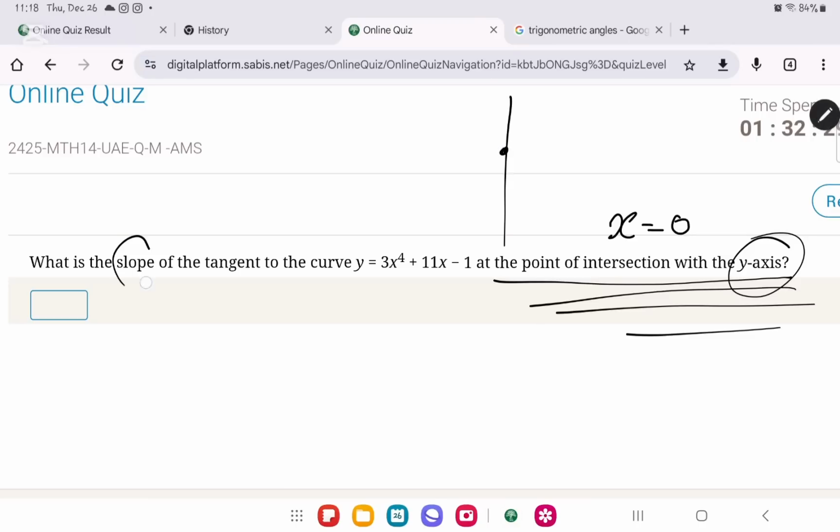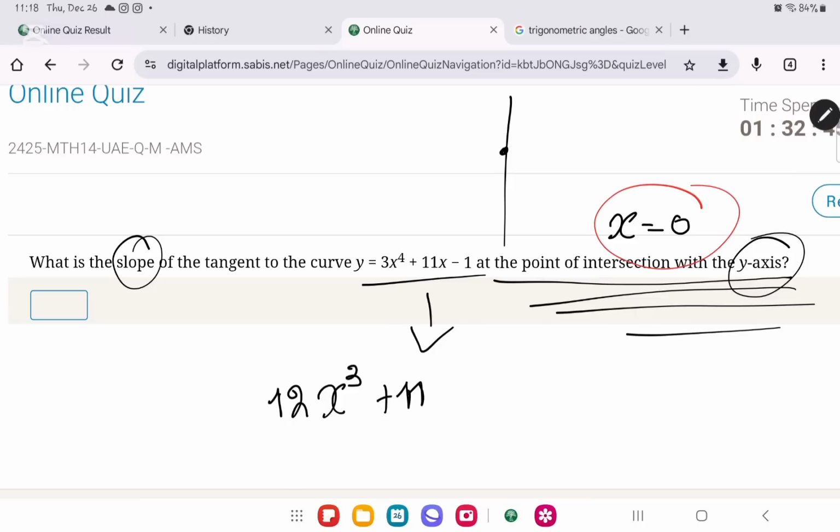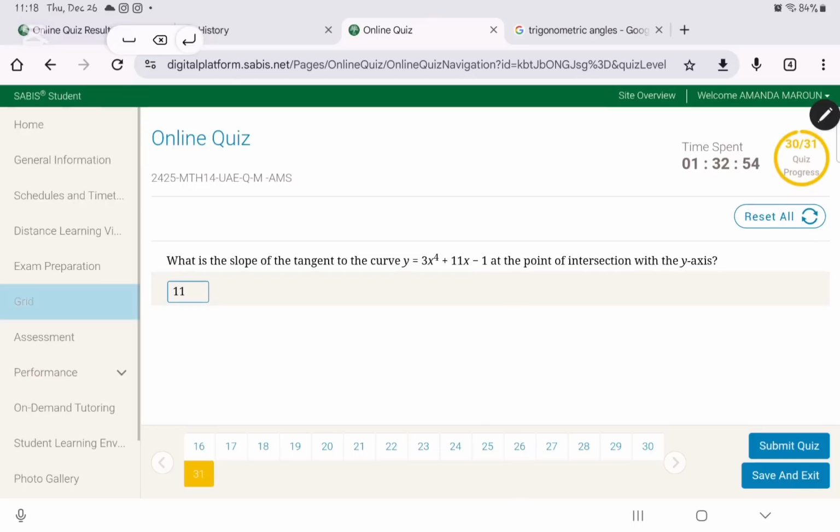Okay, so again, we need to find the gradient by finding the derivative first thing. So we are going to get 12x to the power of 3 plus 11, okay? So you see how much easier it became after solving it many times. Now we said that the x is 0, so we're just going to put 0 to the power of 3, 12 plus 11. That means the slope is equal to 11. Our answer is then 11, so let's submit, and hopefully after 1 hour there are no mistakes.